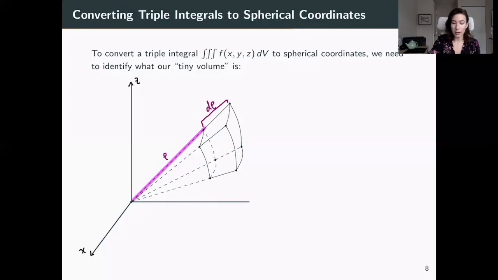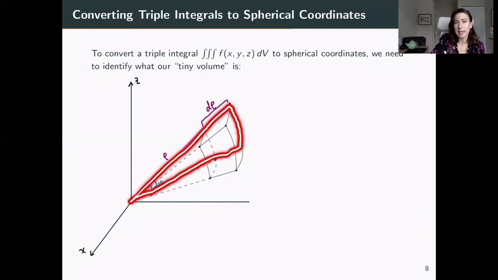We also, now that we've dealt with rho, need to account for theta. Or sorry, phi. We deal with rho and then phi and then theta. So this angle, this tiny change, is what's going to be my d phi. And now that we have d phi, we need to focus on the slice that's being made here.